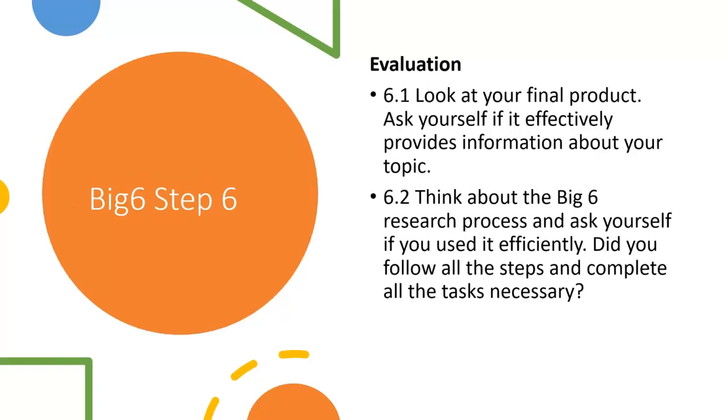And the last step in the Big Six research process is evaluation. Look at your final product. Ask yourself if it effectively provides information about your topic. And also think about the research process and ask yourself if it was used efficiently. Did you follow all the steps and did you complete all the tasks necessary?